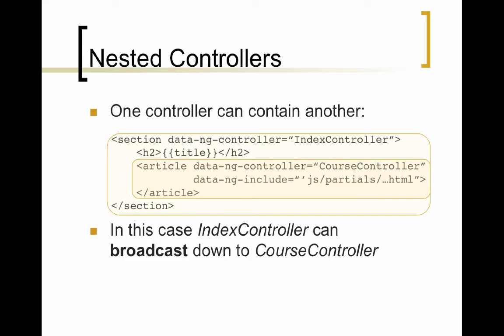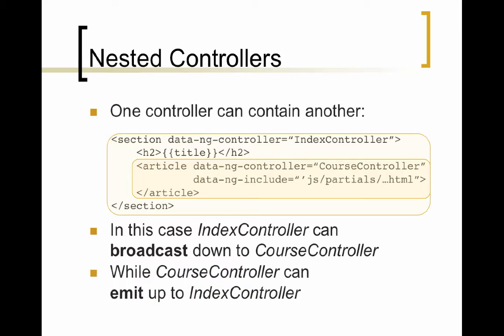In this particular case, the index controller, which is the outer controller, the parent, can broadcast messages down to the course controller, which can then register a listener using that on method. Similarly, the course controller, being the child, can emit a message up to its parent, the index controller. So in that kind of context, things can be fairly straightforward.